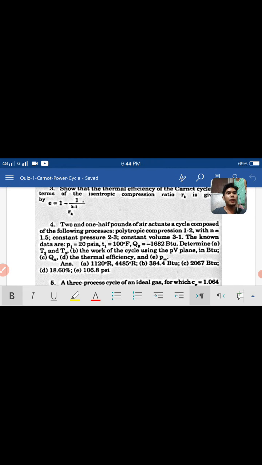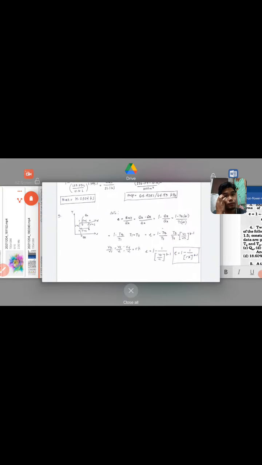2.5 pounds of air actuate a cycle composed of the following processes: polytropic compression, state 1 to 2, with n equal to 1.5, constant pressure, state 2 to 3, and constant volume, 3 to 1. The known data are P1 is equal to 20 psia, T1 is equal to 100 degrees Fahrenheit, QR is equal to negative 1682 BTU. Determine A, T2 and T3; B, the work of the cycle using the PV plane in BTU; C, the QA or the heat added; D, the thermal efficiency; and E, the mean effective pressure. So let's go to my solution.